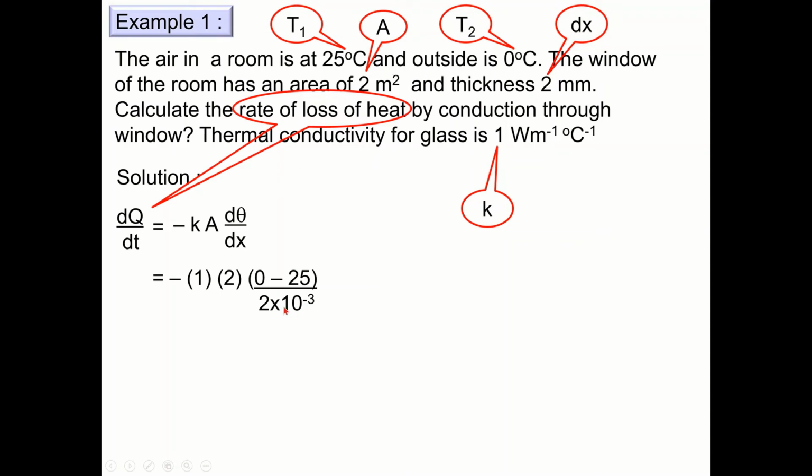thickness 2 millimeter, converted to meter. So don't forget the negative, and the change in temperature is final minus initial. The heat flows from hot to cold, so 0 minus 25. So the answer is 25 times 10 to the power of 3 watt.